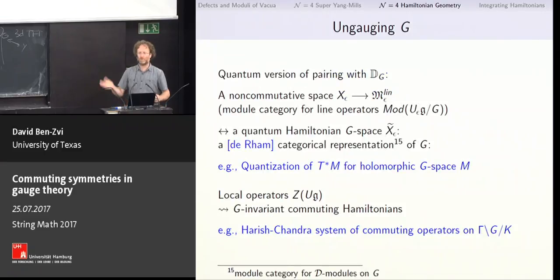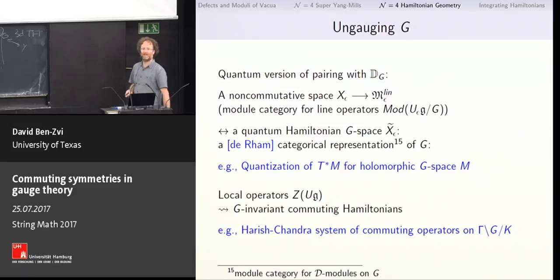Okay. You can also do a quantum version. I don't know how much to emphasize this. You could do a quantum version of pairing with this. So now we have a non-commutative space. And again, the non-commutative X's are in bijection with quantum Hamiltonian G spaces, so X tildes. So when you intersect with Dirichlet, you kind of ungauge the G symmetry. You get a notion of a quantum Hamiltonian G space. You can define what you mean by a quantum Hamiltonian G space in several ways. I like to think of it as a module category for D-modules on G, or you can think of it as a category with a representation of the group G.